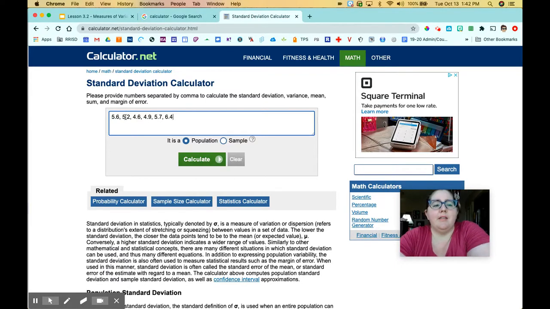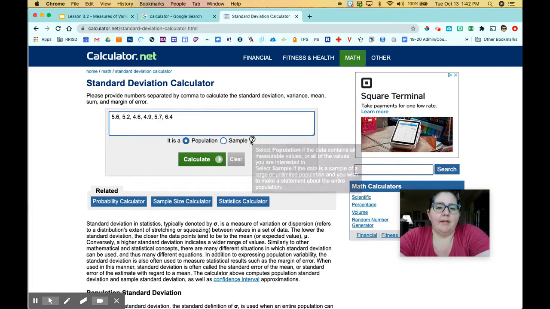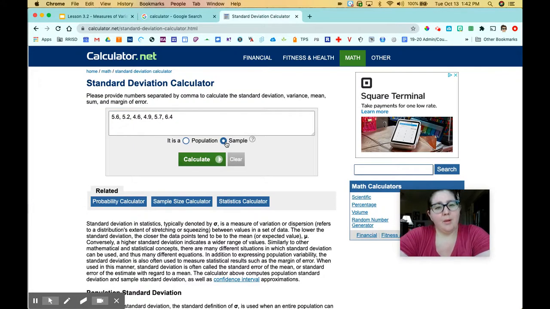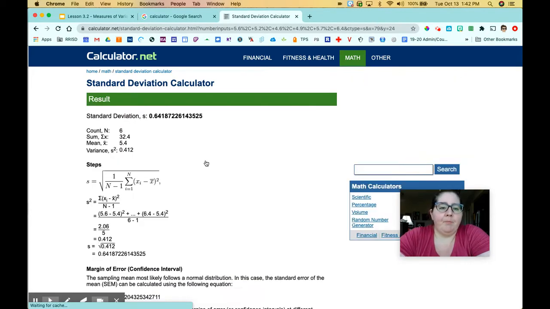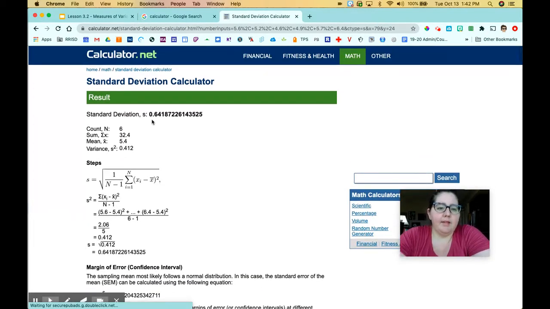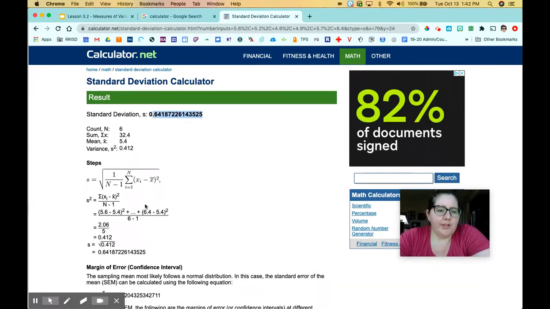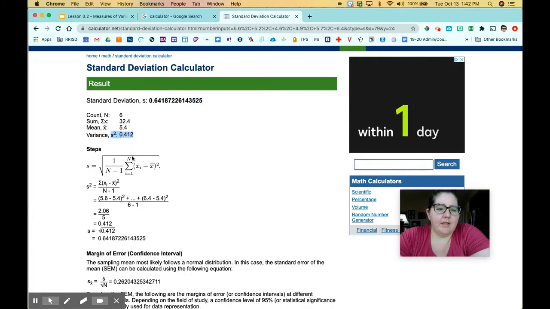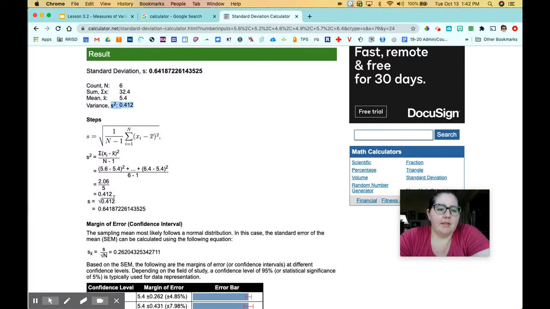Again, I just put a comma and a space between each number. I'm going to click and say this is a sample, because remember, with populations, we divide by n. With samples, we divide by n minus 1. We're always going to use the sample formula unless I tell you otherwise. So always do sample. So I'm going to hit calculate, and then what comes up is the result. It tells you what the standard deviation is right here, but it also is going to show you the steps. It also tells us the variance, and then it shows us the steps for how we got the standard deviation.